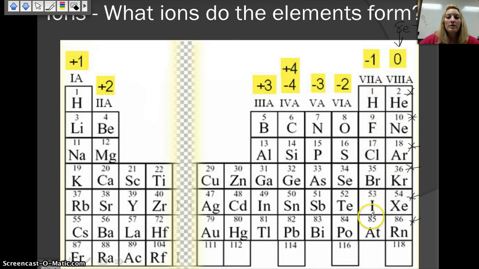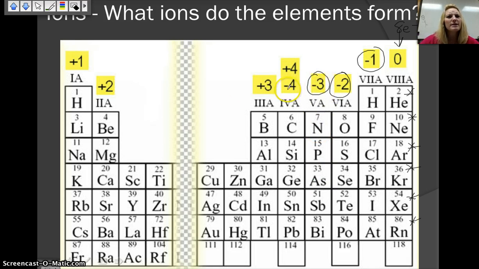This column right here, the halogens, are 1 away from having those 8 electrons. So they're going to form a 1 minus charge, because they want to gain 1 electron in order to look like those noble gases. This row, our oxygen family, is 2 away from looking like the noble gases. So they develop a 2 minus charge. They want to gain 2 electrons to look like those noble gases. Our nitrogen row is 3 away. They want to gain 3 electrons to look like those noble gases.